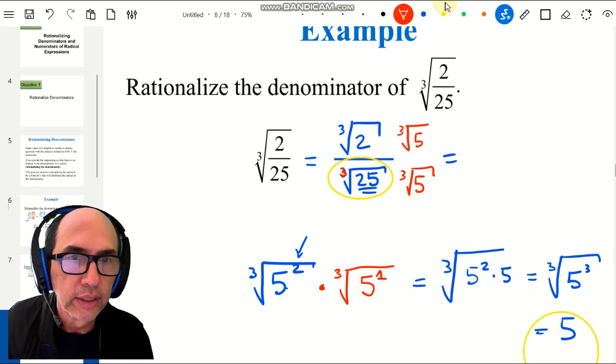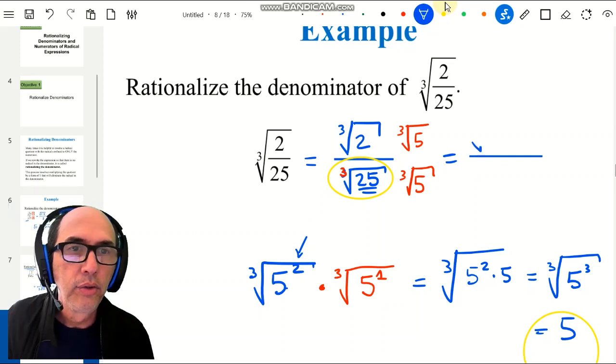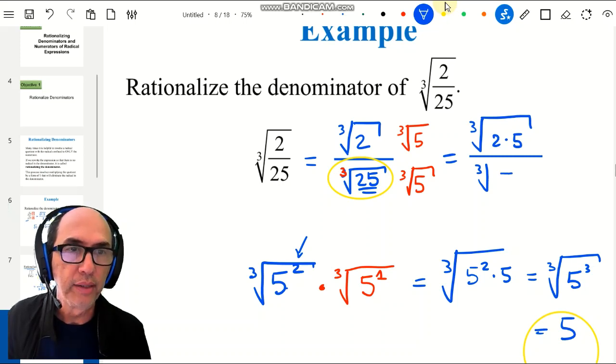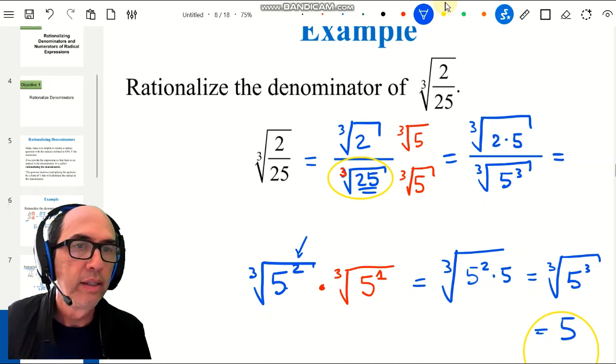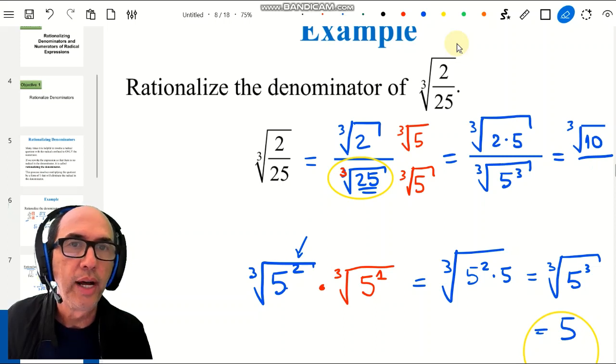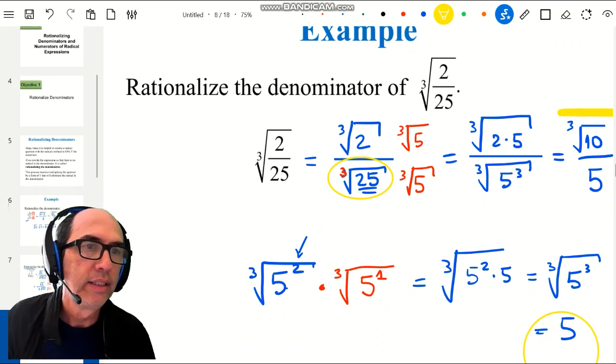Let me just fix this. Yeah, nicer. And the cube root of 2 times 5 on the top, and the cube root of 25 times 5 is 125, right? But that's the same thing as 5 cubed. And this equals the cube root of 10 over 5. Oops, no more, we rationalized, we don't have any roots anymore on the denominator. That is the final answer.